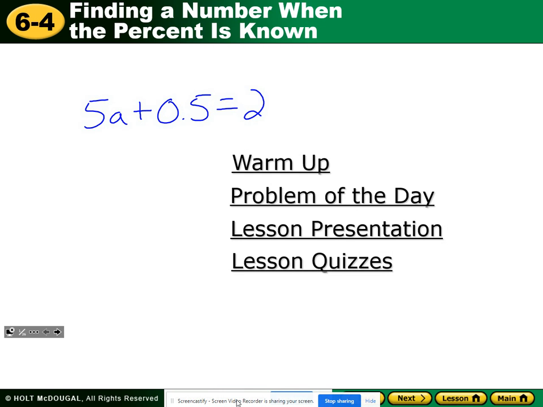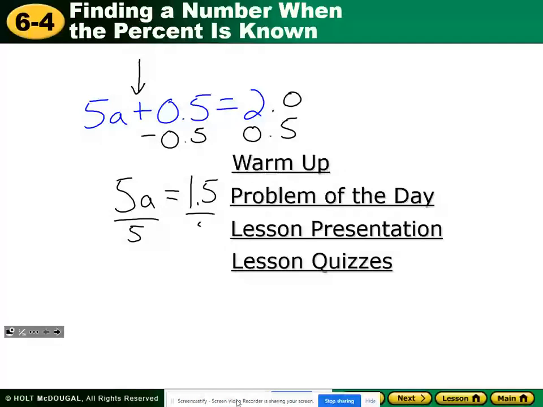So if we're solving an equation, if we're going backwards, we're doing inverse operations, so we're not dividing, we're subtracting 0.5. We did it on one side, we have to do it on the other side. Line up the decimals. 1.5 equals 5a. Then what are we doing? Dividing by 5, because it's by the a. And a equals 0.3.